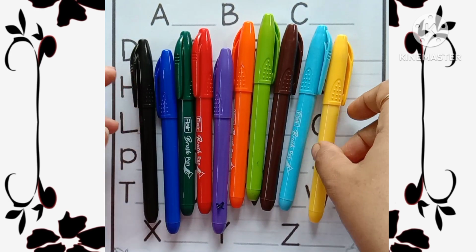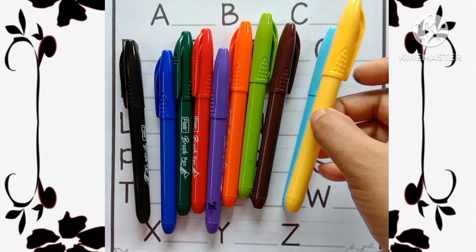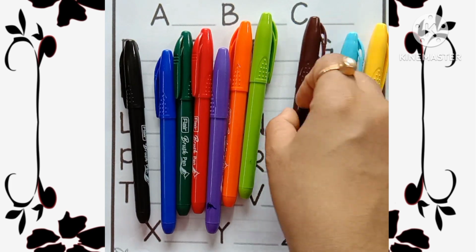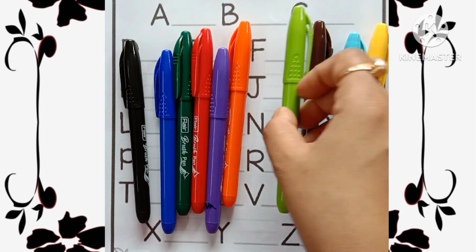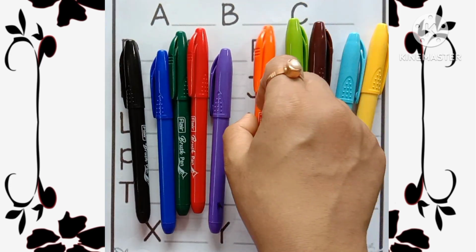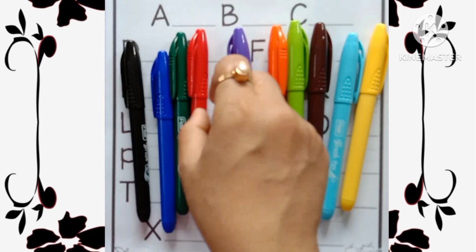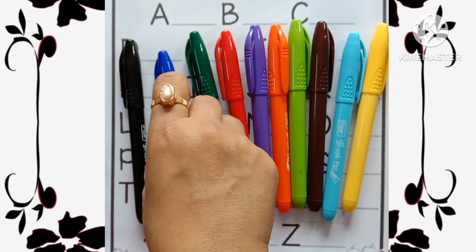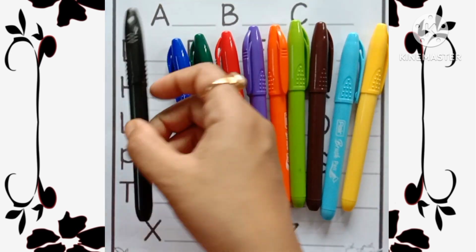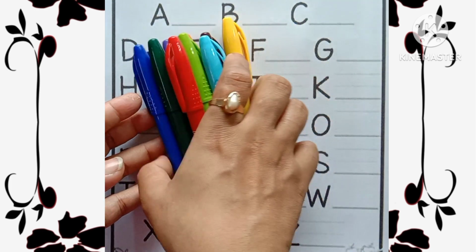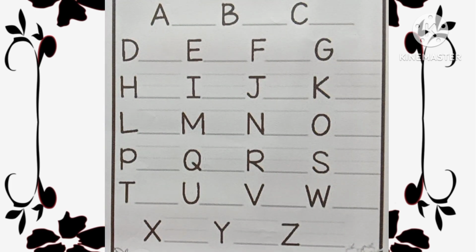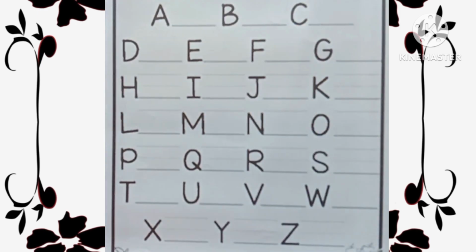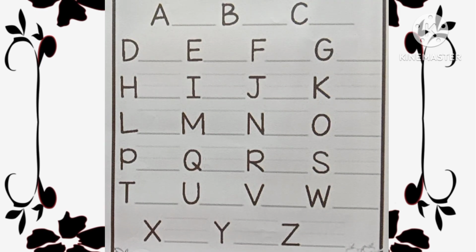Let's learn colors. Yellow color, sky blue color, brown color, light green color, orange color, violet color, red color, deep green color, blue color, black color. Today we are trying to learn ABC writing. So let's start.